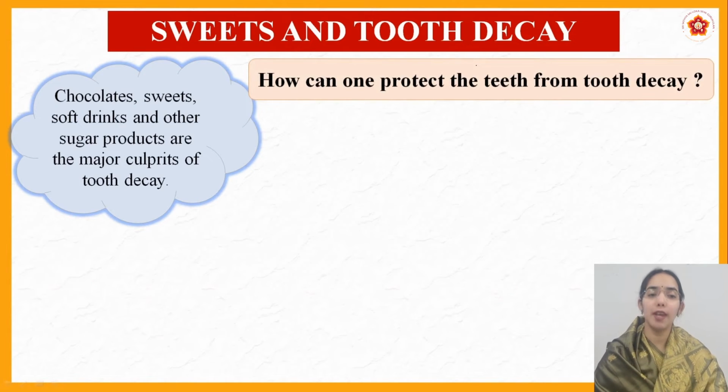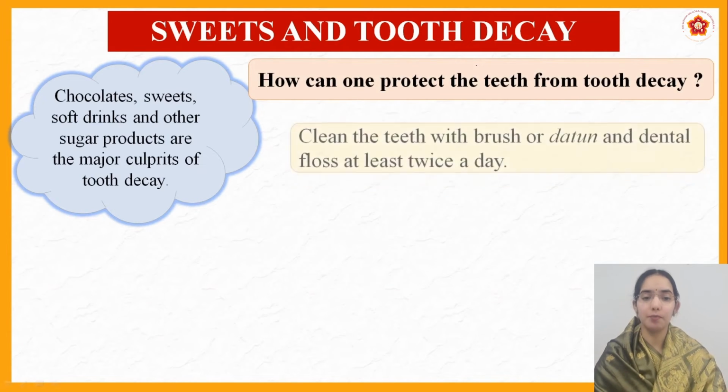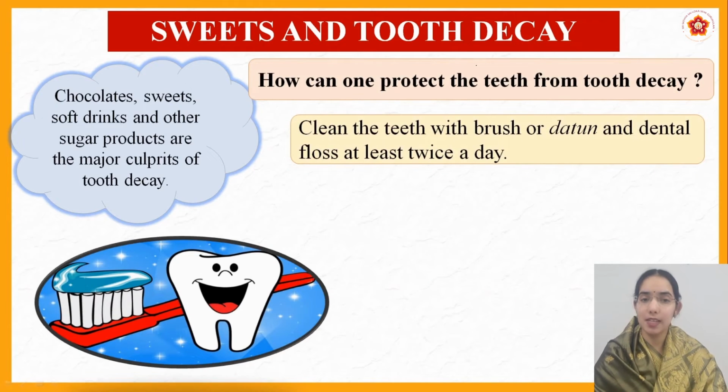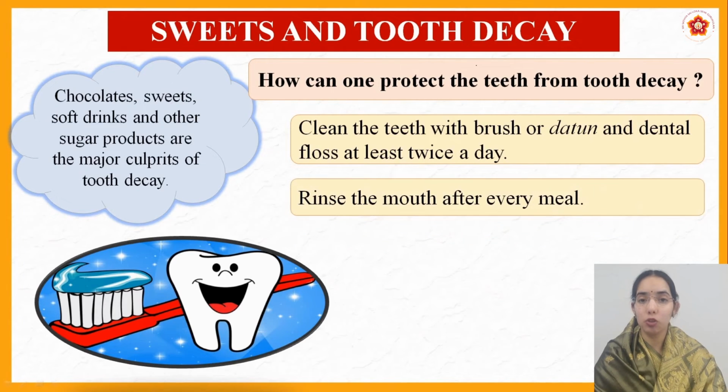So how can we protect the teeth from tooth decay? We need to clean the teeth with brush or datun and dental floss at least twice a day. I'm sure you all must be brushing your teeth twice a day. And we should also rinse our mouth after every meal.